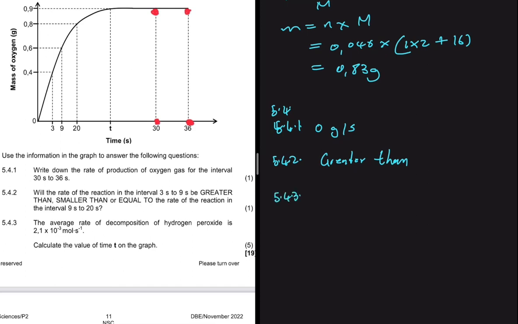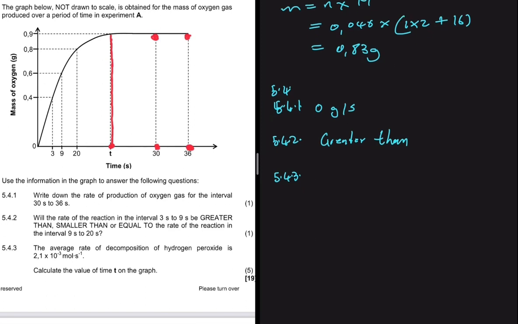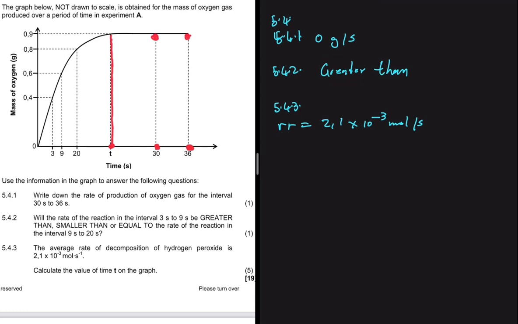And then 5.4.3, the average rate of decomposition of hydrogen peroxide is 2.1 times 10 to the minus 3 moles per second. Let's calculate the value of time t on the graph. So we're looking for this time here. This is where our reaction ends, right? So let's jot down the information we have and see which technique we can use here, so to say. So we have the rate of reaction of hydrogen peroxide, which is 2.1 times 10 to the minus 3 moles per second, right? And then what else do we have?